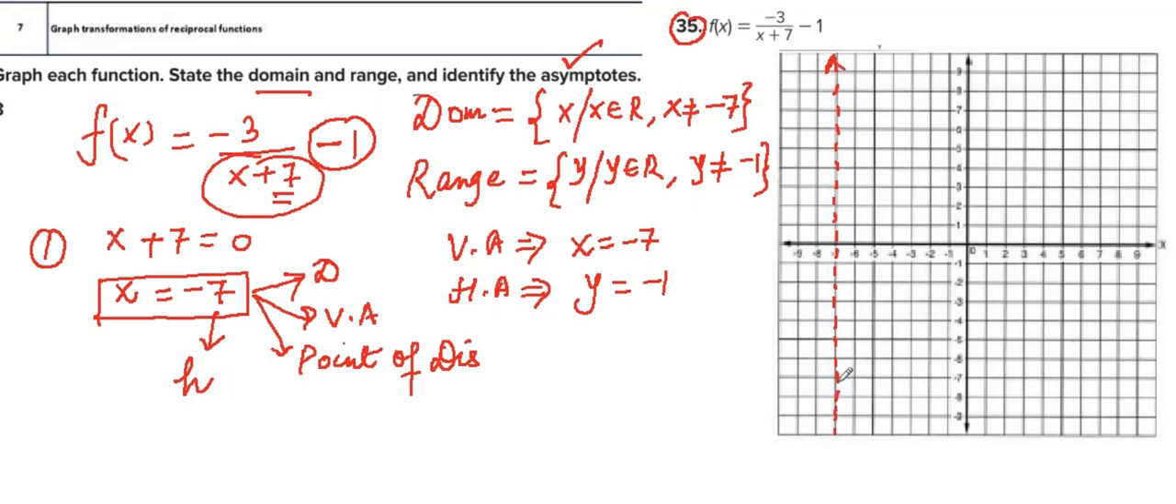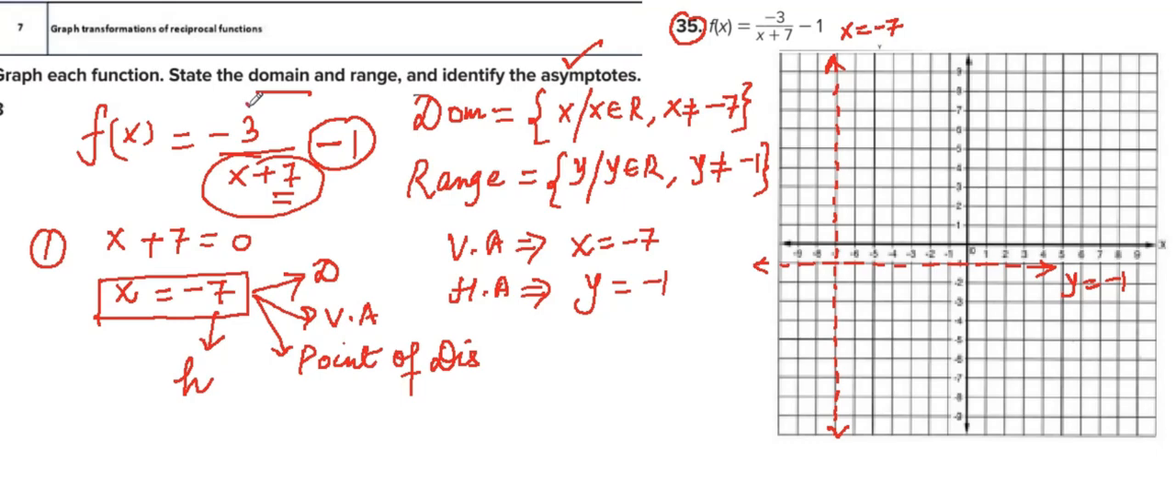So this is my x = -7. y = -1 down here. y = -1 is this. So this is y = -1. And this is x = -7.